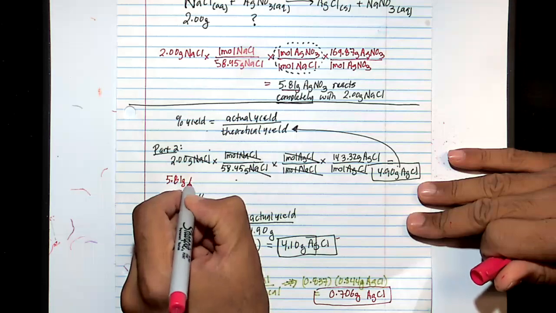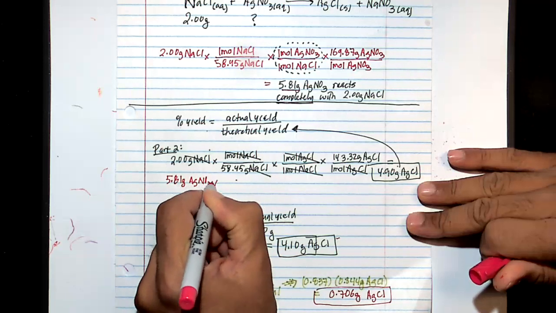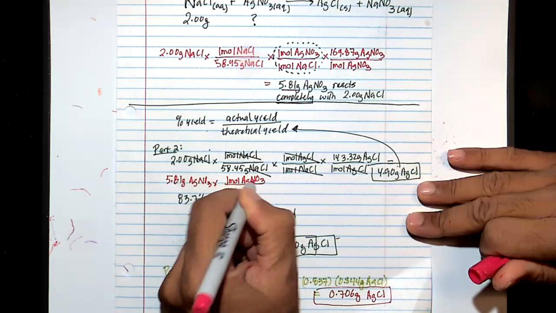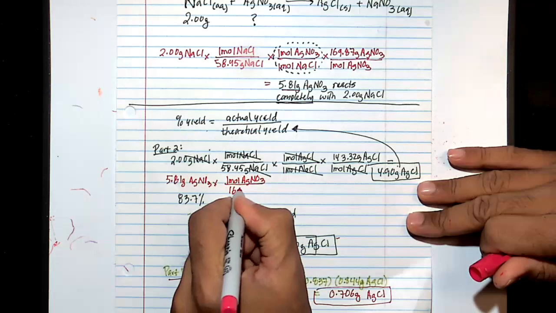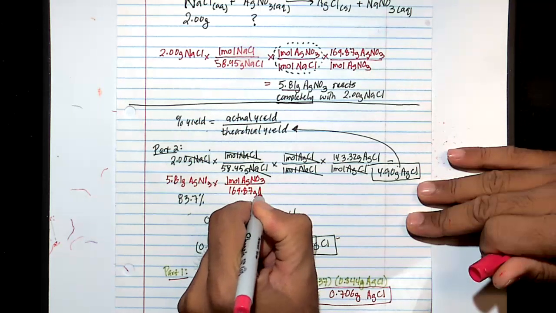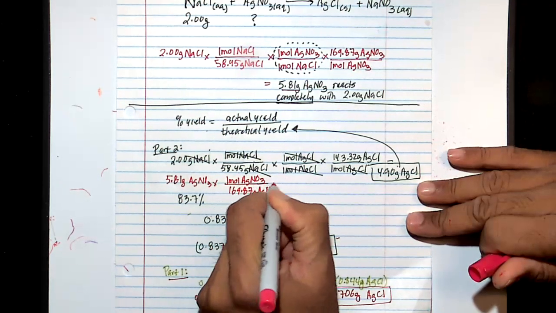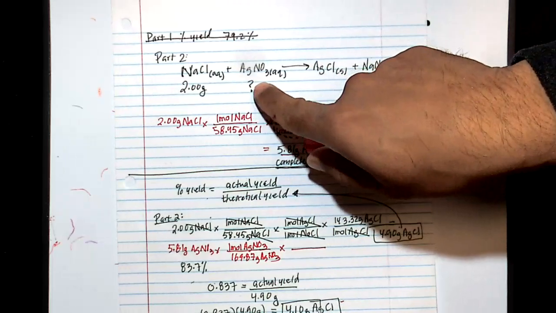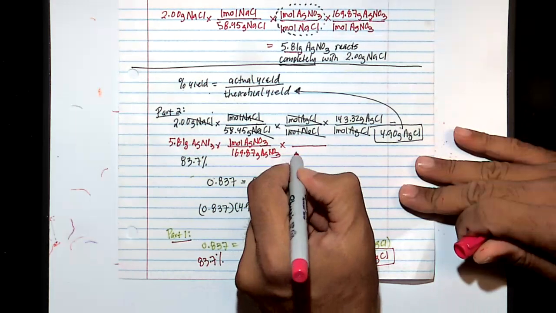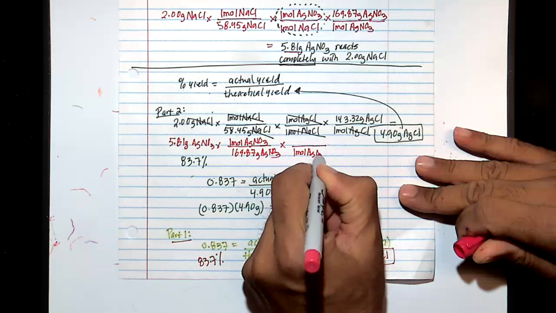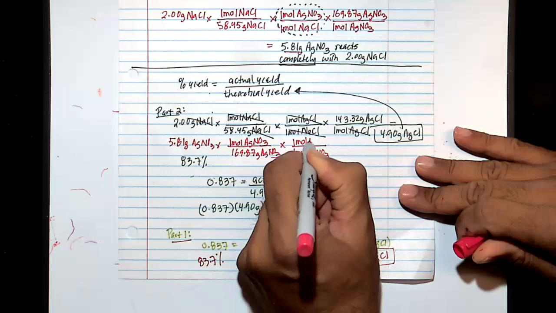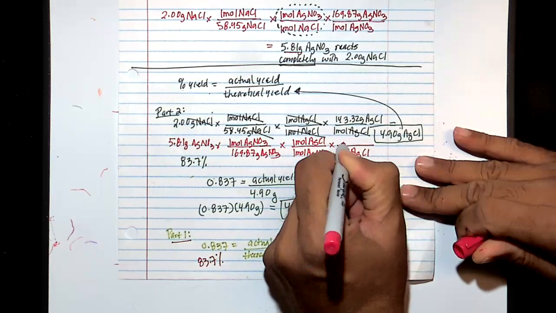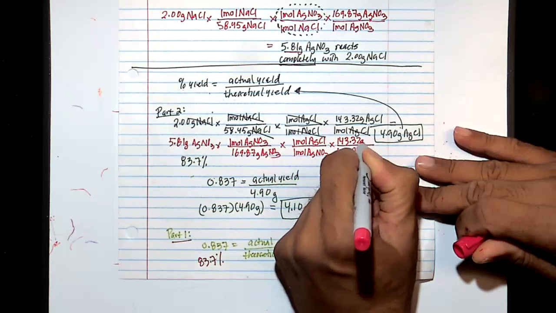So 5.81 grams of AgNO3 times, for every 1 mole of AgNO3 is 169.87 grams of AgNO3. Okay, remember, based on the balanced equation, this is 1 to 1. 1 of this, 1 of that. And for every 1 mole of AgCl, there's 143.32 grams of AgCl.